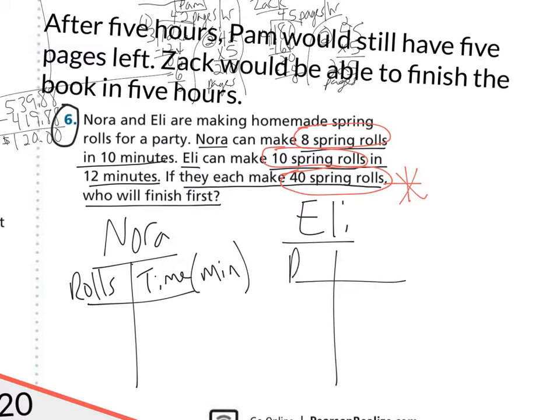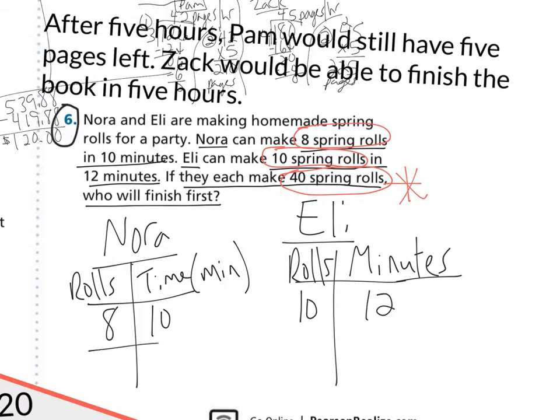Okay, rather than time, we could just start out by just saying minutes would be fine. So Nora was 8 rolls in 10 minutes. Eli was 10 rolls in 12 minutes. So then, the question is, well, how do we get from 8 to 40? And when we're doing this, we're always looking for either a multiplication or division. We can't add or subtract. We're not going to add or subtract to find our patterns here.